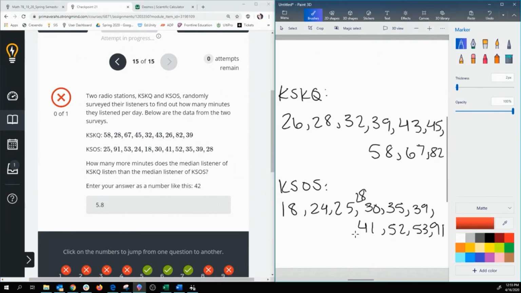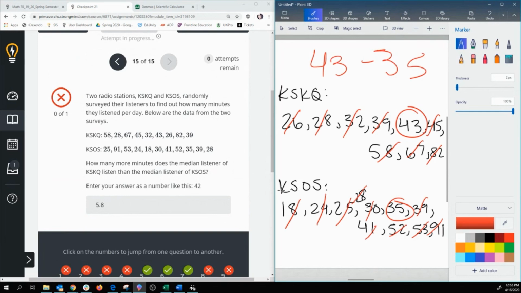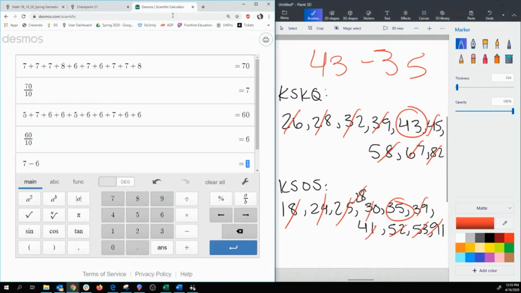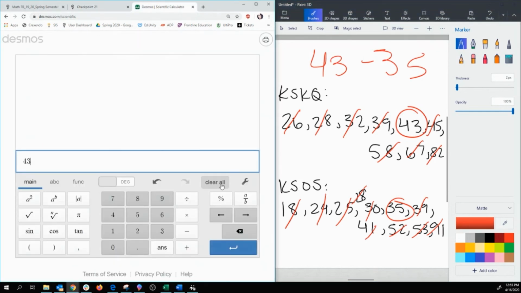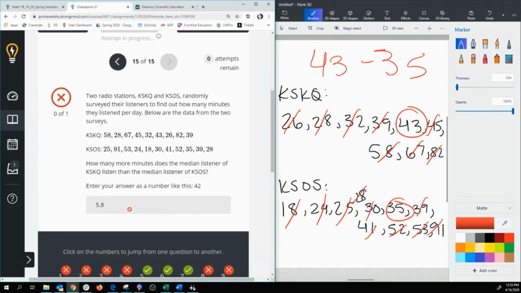Thank you. Alrighty. So now let's go through, find our median. 33. 35. So we have 43 minus 35. And if I were to subtract those, I get 8. So 8 would be our answer for this problem here.